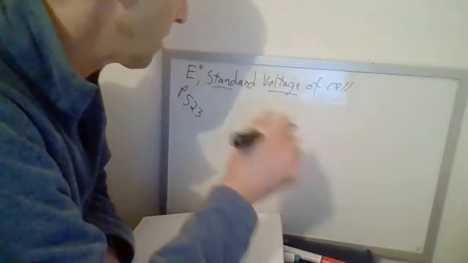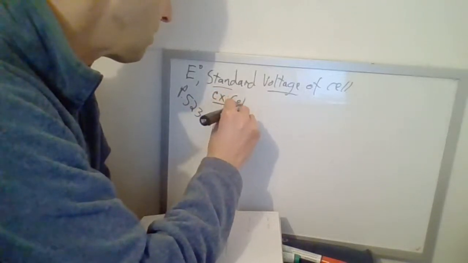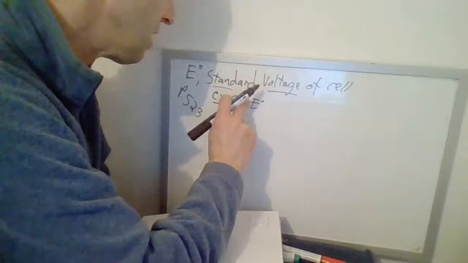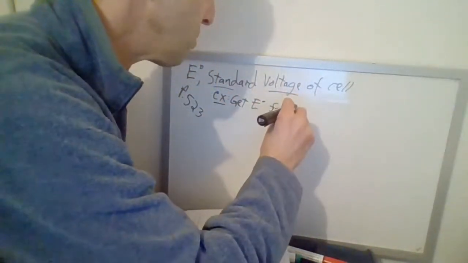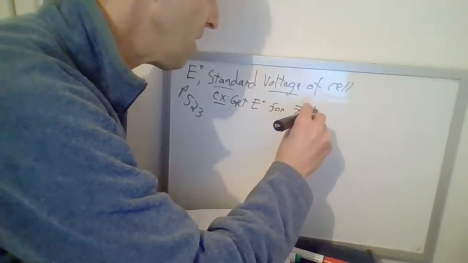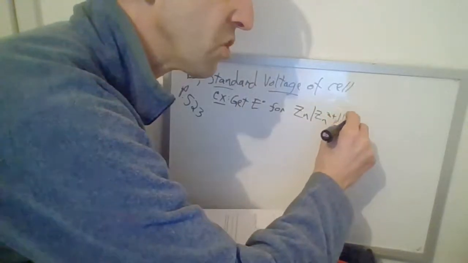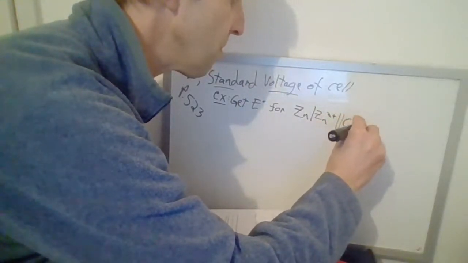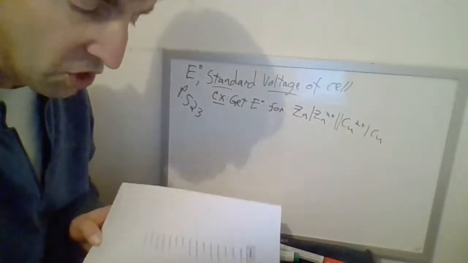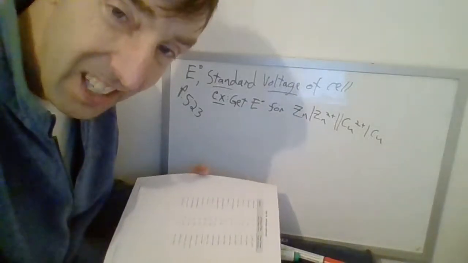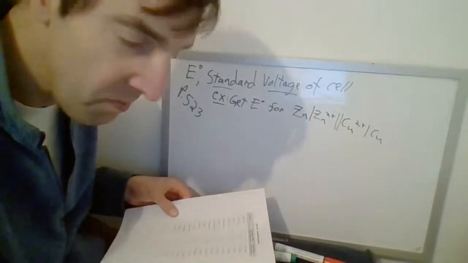You ready? So example, get E0, the standard voltage for, and here it is. It's one we talked about at the beginning, Zn2+, Cu2+ going to Cu. Okay, so I'd like you to look back in here and find these half reactions.